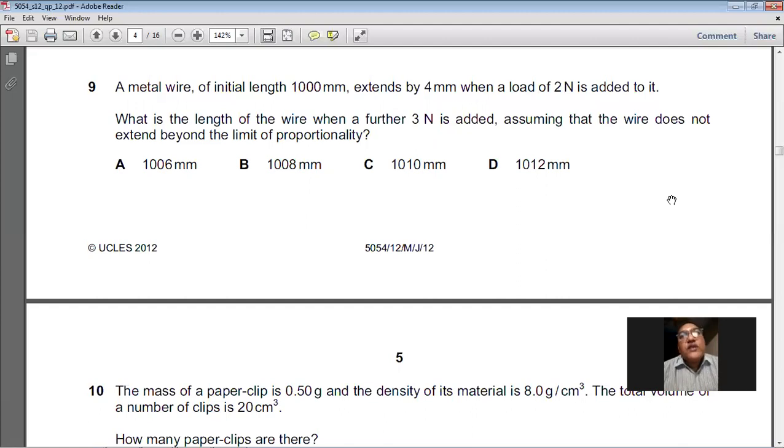You see, we have unstretched length L naught as 1000 millimeter. When the load is 2 Newton, the extension is 4 millimeter. And when the load is 2 plus 3, 5 Newton, he says, what will be the length? So first of all, I need to find out what will be the extension on 5 Newton. And then I will be able to tell what will be the length. Length will be L naught plus the extension. I've done this on a paper. Let's see that work.